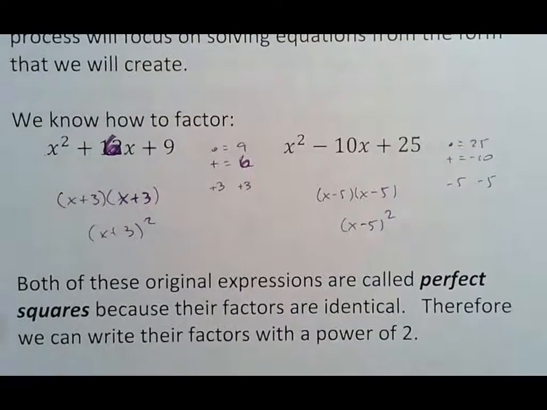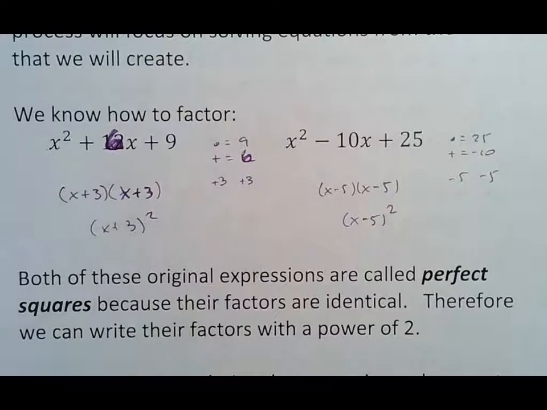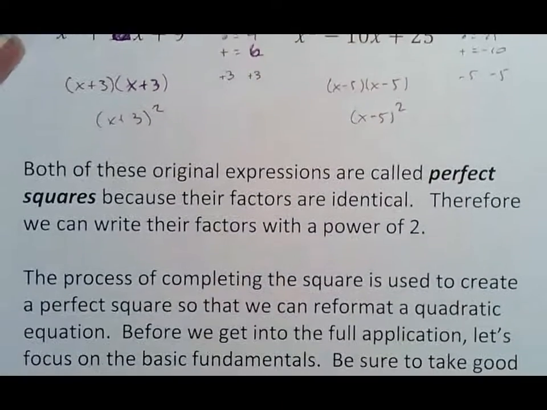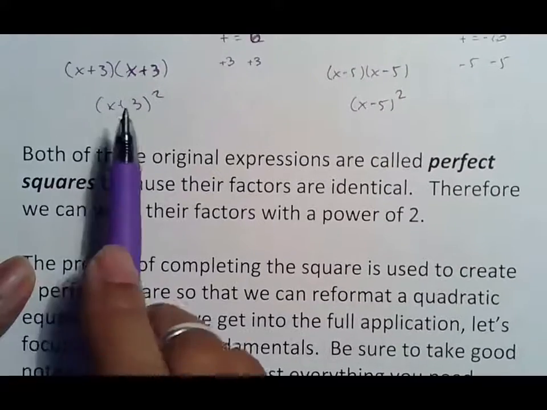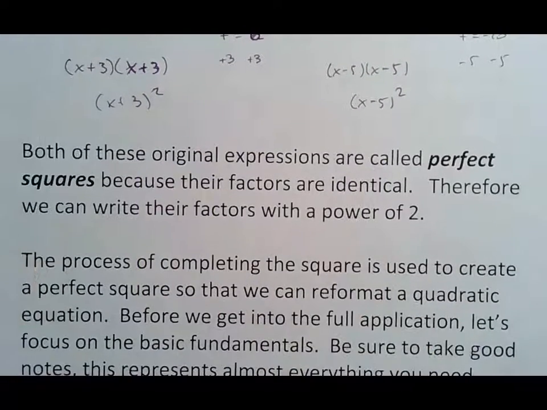Both of these are called perfect squares because their factors are identical. Therefore, we can write them as a power of 2 like I did right here. The process of completing the square is used to create a perfect square so that we can have this format in it. And what we do is we reformat a quadratic equation.